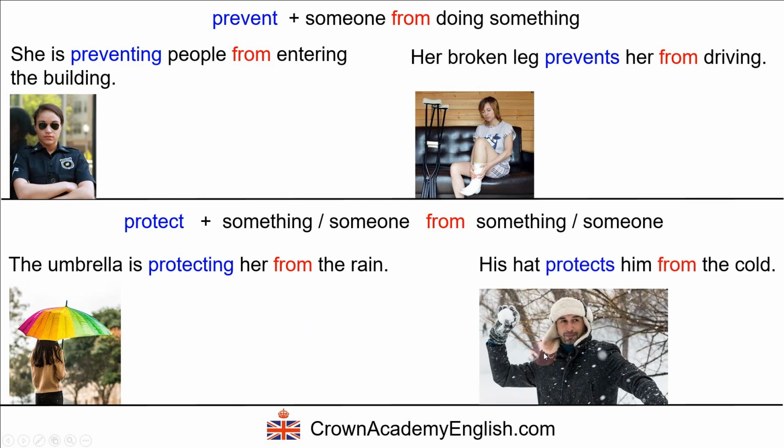Another example. His hat protects him from the cold. So protects someone from something. The cold. Here, normally, cold is an adjective. But here, it is, in fact, a noun. And we put the definite article before it. So the cold is a noun, in fact. It's a noun phrase. From the cold. So it means the cold weather. Okay?